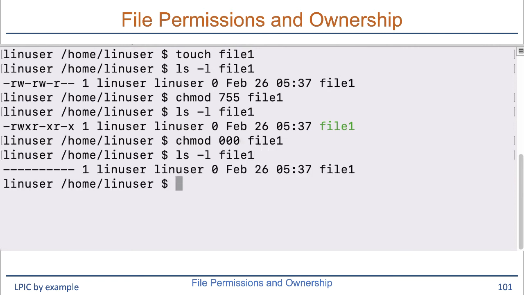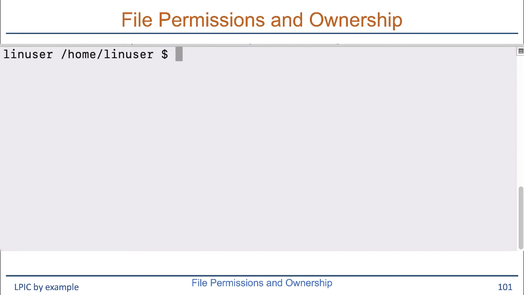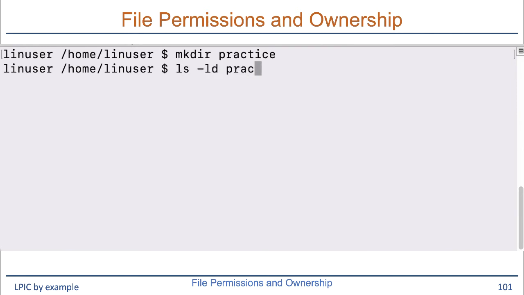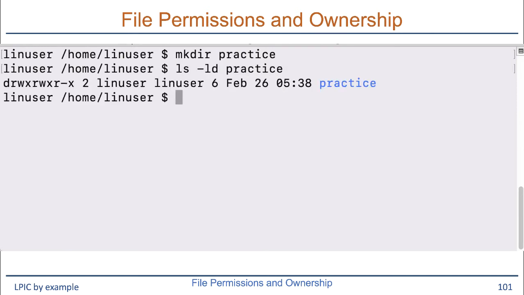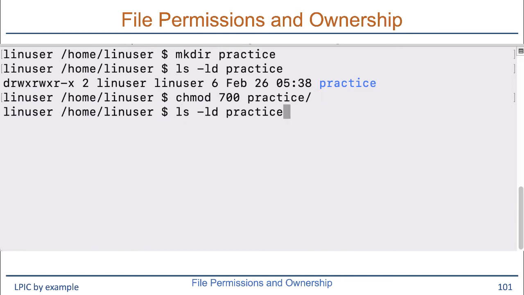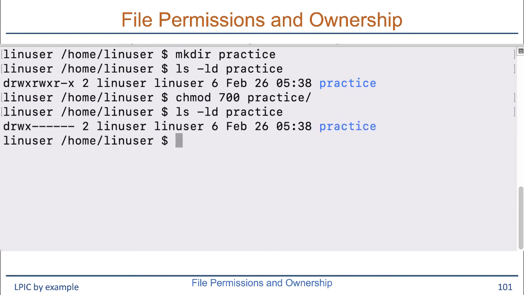Next thing we do is we create a subdirectory, and let's call the subdirectory practice. And we look at the permissions by using the -ld parameter, which will not go into the directory but show us the properties of the directory. And we see we have the read, write, execute, and the X bit is set. So we set it to 700, and this directory will now only have permissions for the owner, which is linuser.